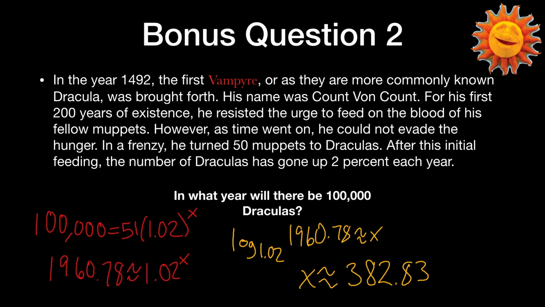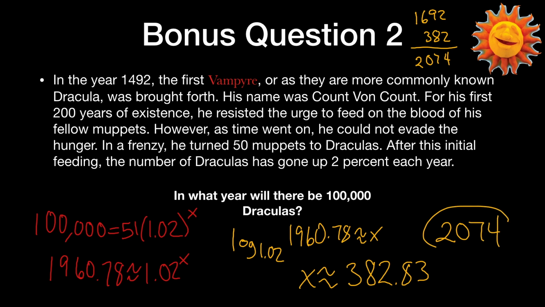So in what year would it be? We take our initial year of 1692 and we add 382 and we discover that our answer, 1692 plus 382, ends up being 2074. In the year 2074, there will be 100,000 Draculas, even with the sun.